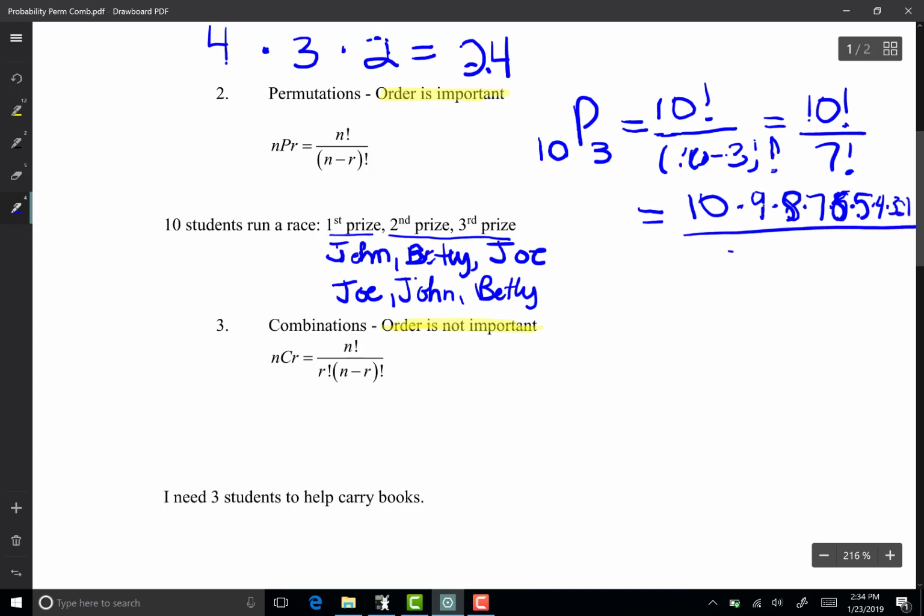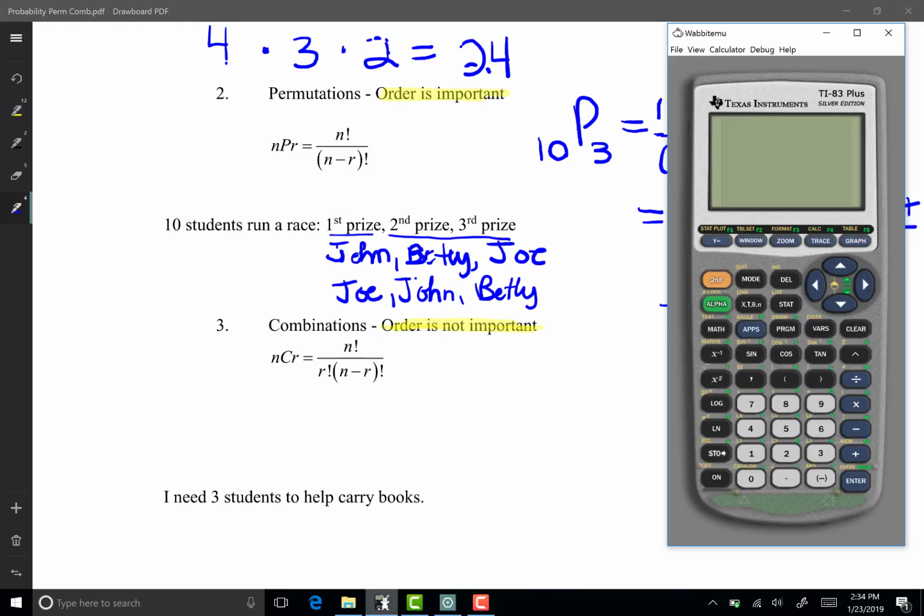So 7 factorial would be, you got it, 7 times 6 times 5 times 4 times 3 times 2 times 1. Okay, so you'll notice these cancel, right? So I'm left with 10 times 9 times 8, which is 720. Okay? Now, there's an easy way to do this on our calculator.